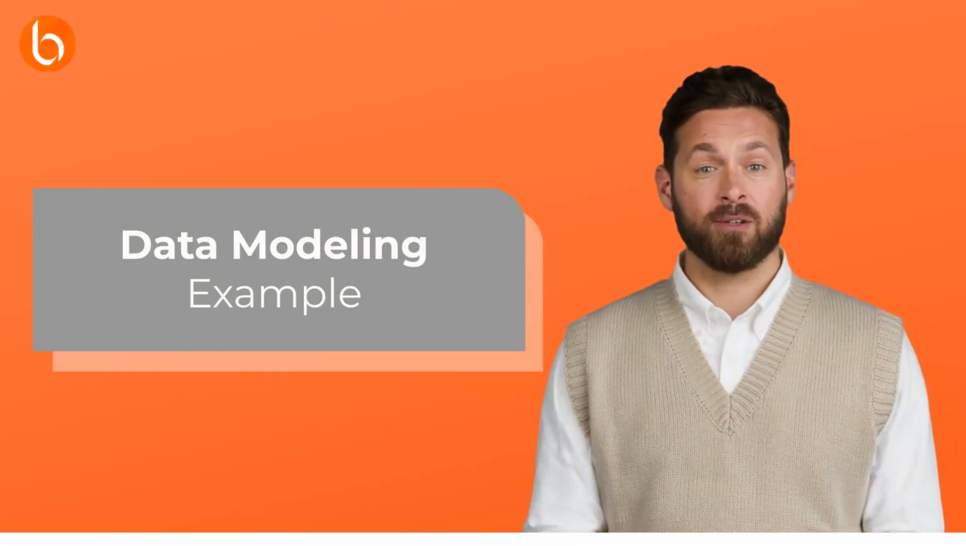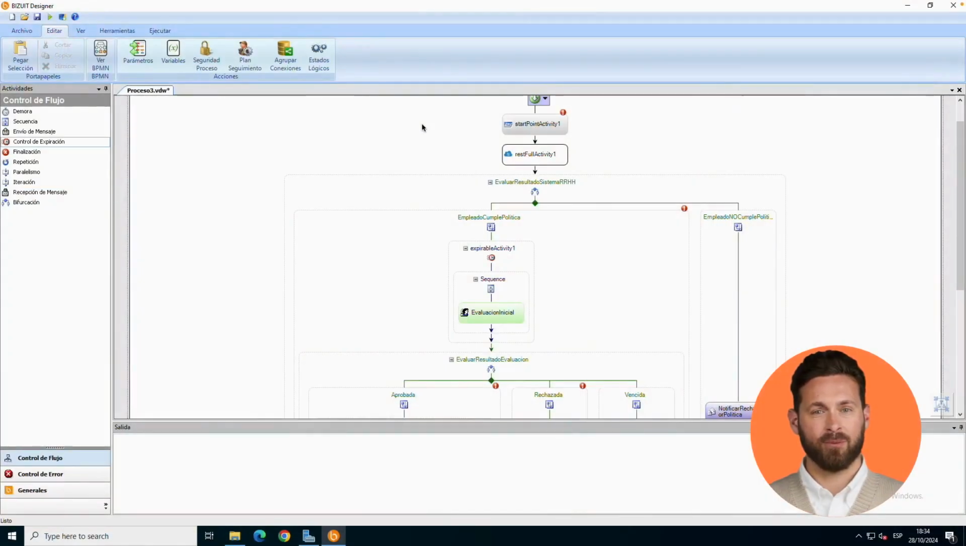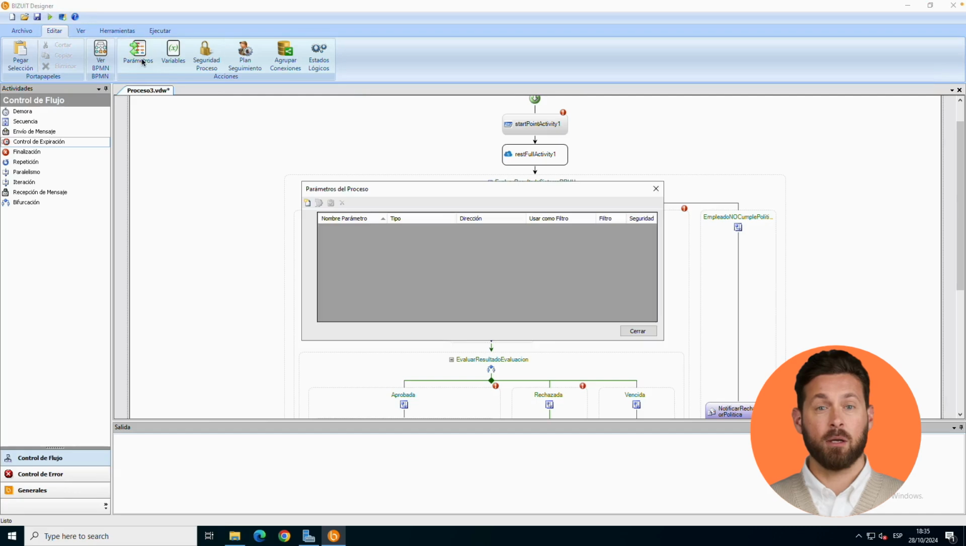Example of data model configuration in BIZUIT. Welcome! In this video, we'll walk through a practical example of configuring the data model for a process using our refund management workflow. We'll begin by defining the input parameters, both mandatory and optional, and the output parameters. Let's go to the parameters section and create as many as needed.